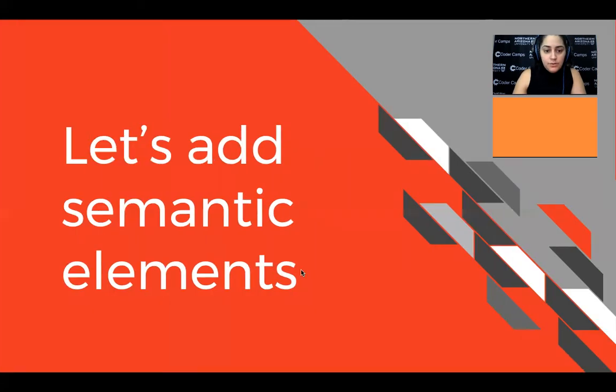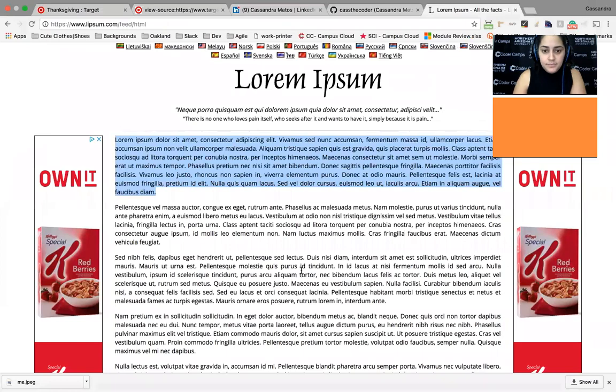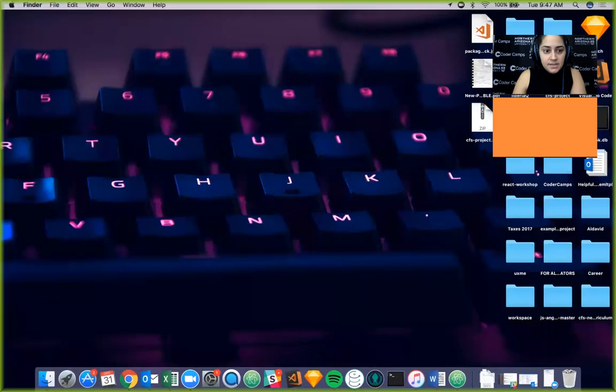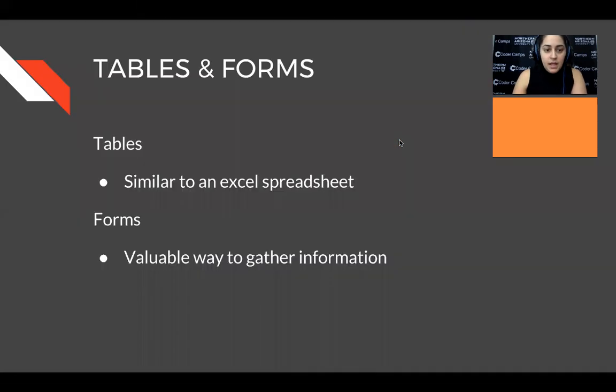All right, so those are semantic elements. Are there any questions on semantic elements? All right, we'll keep it moving then. Next we'll discuss tables and forms. Tables are similar to an Excel spreadsheet. Just like any Excel spreadsheet, you have your rows and your columns. Forms are a valuable way to gather information. That's where you're inputting text into a form, like an email form, a contact me form, or a registration form.